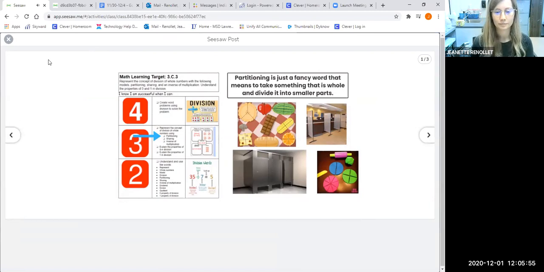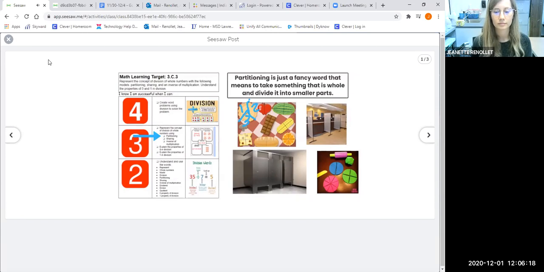You can see there's a couple of pictures here. There's a picture of the food. Let's take a look at the pie. In the pie, you can see that it has been divided into or cut into 1, 2, 3 parts. Partition just means that it's been partitioned off or divided off into smaller parts.